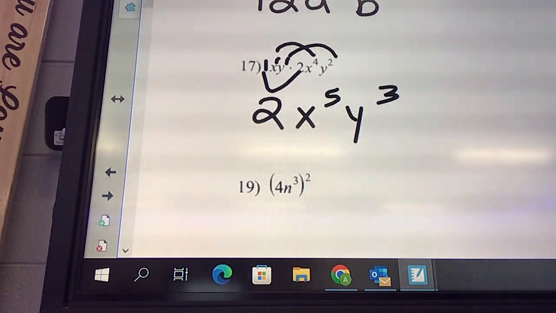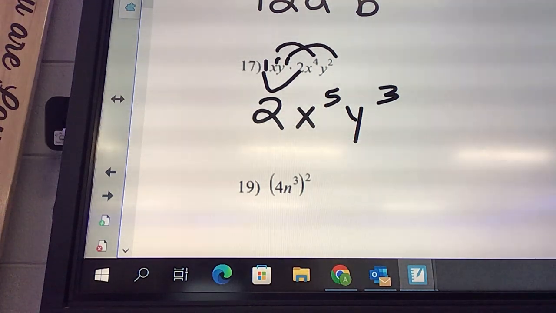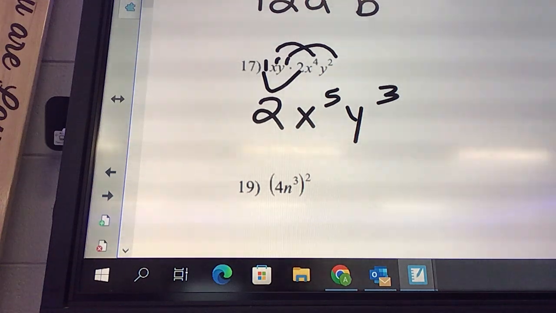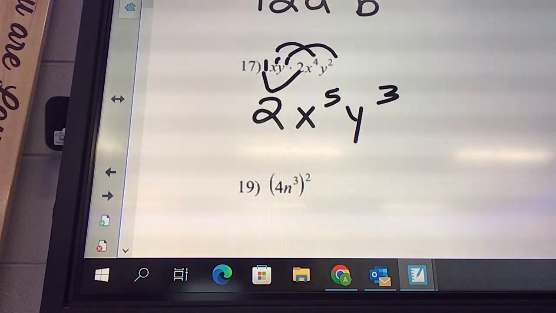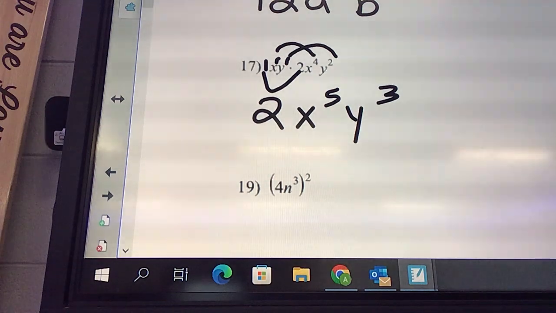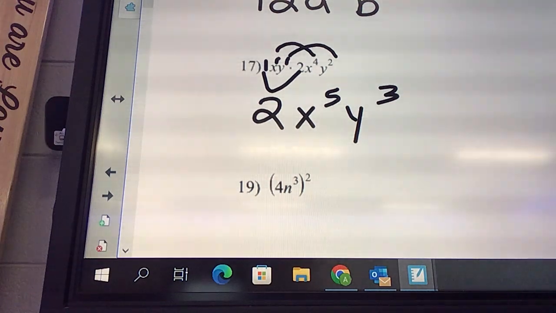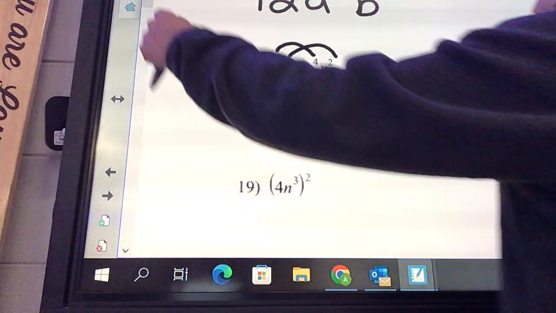Okay, so those are all the product property. Okay, product means the multiplication property. Okay, so when you see the dot is when you need to multiply your big numbers and add up your little numbers. Okay.